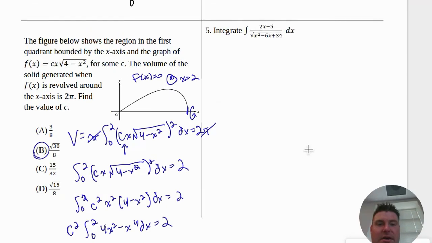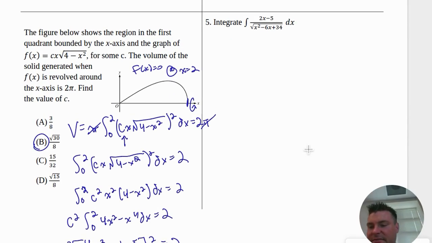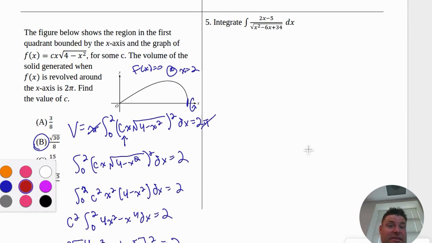Okay. Next one is a lovely integral problem. This test is loaded, so no complaining from anybody that's taking the test, because I don't think I've made a test this tough in quite a while.